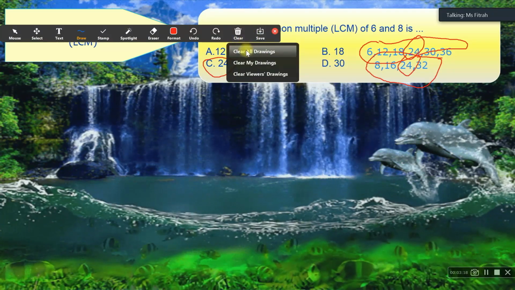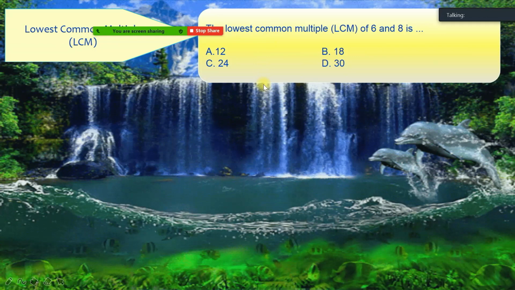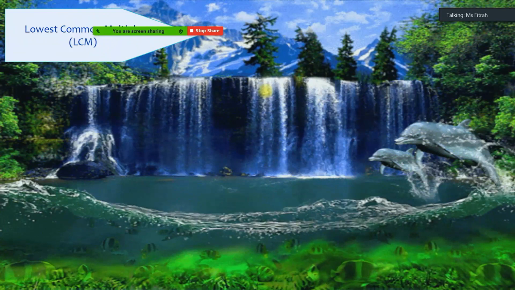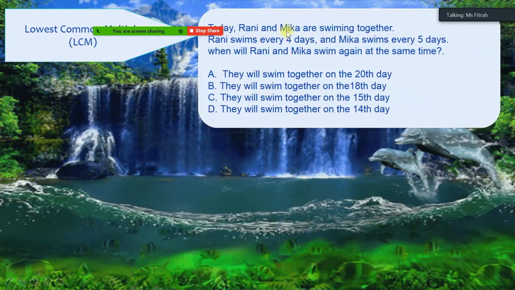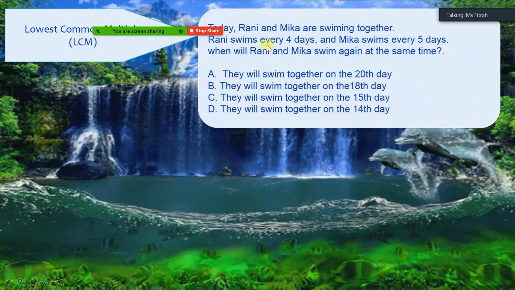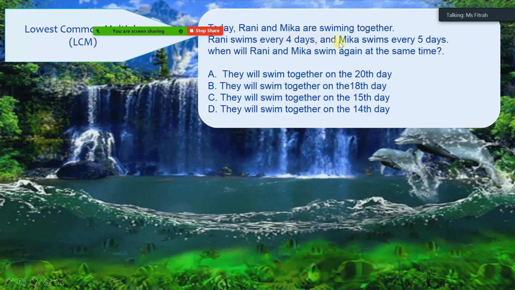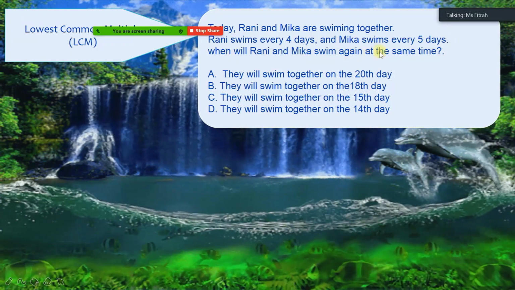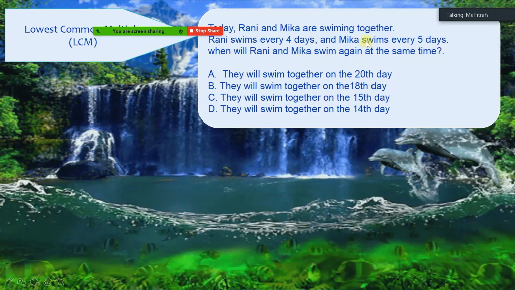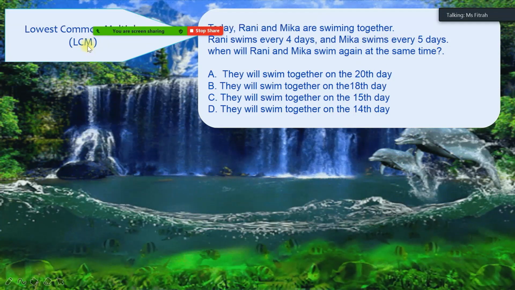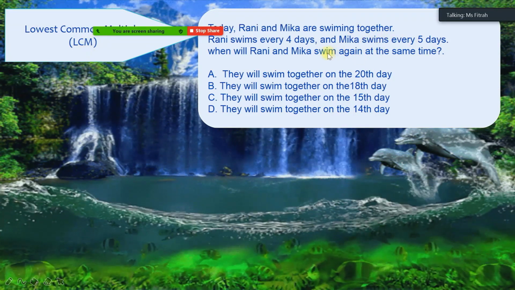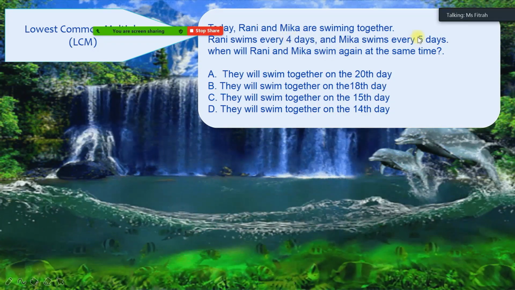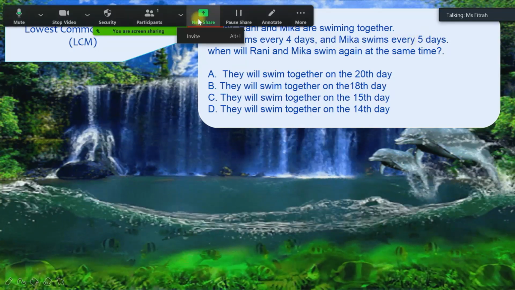Okay. The next. LCM. Okay. Today, Rani and Mika are swimming together. Rani swims every 4 days and Mika swims every 5 days. When will Rani and Mika swim again at the same time? At the same time is the keyword for LCM. Yeah. So we can find the multiples of 4 and then find the multiples of 5.